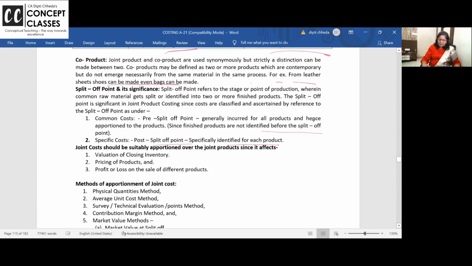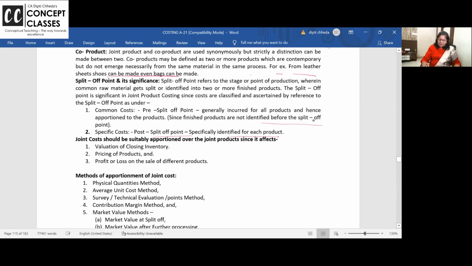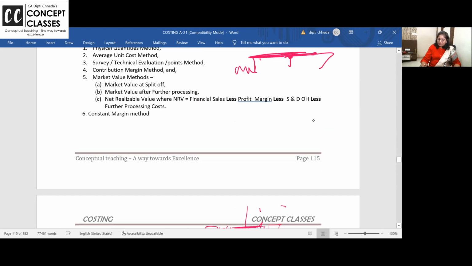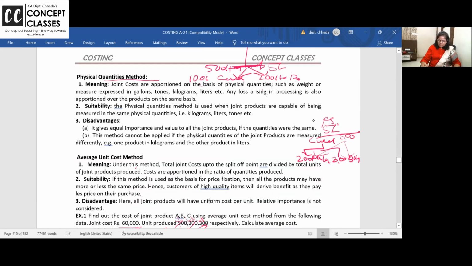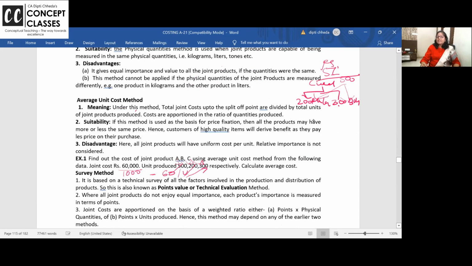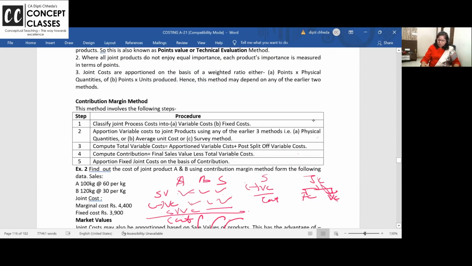Okay? Right. Split off point is clear, no? I'm putting raw material, labor over it. And the point where I split the product, this point is called split off. So what is the market value at the split off point? Take this, or else take the final market value. Okay? Survey method is just like weights, what you put.